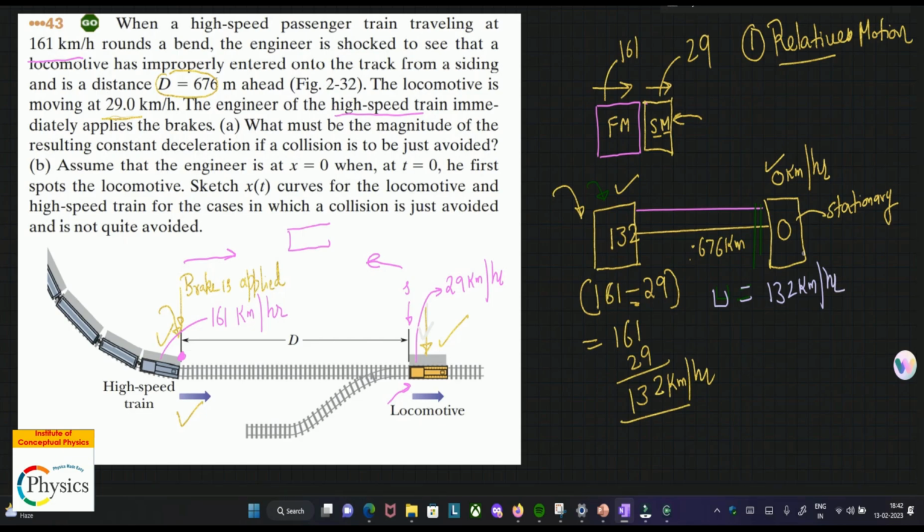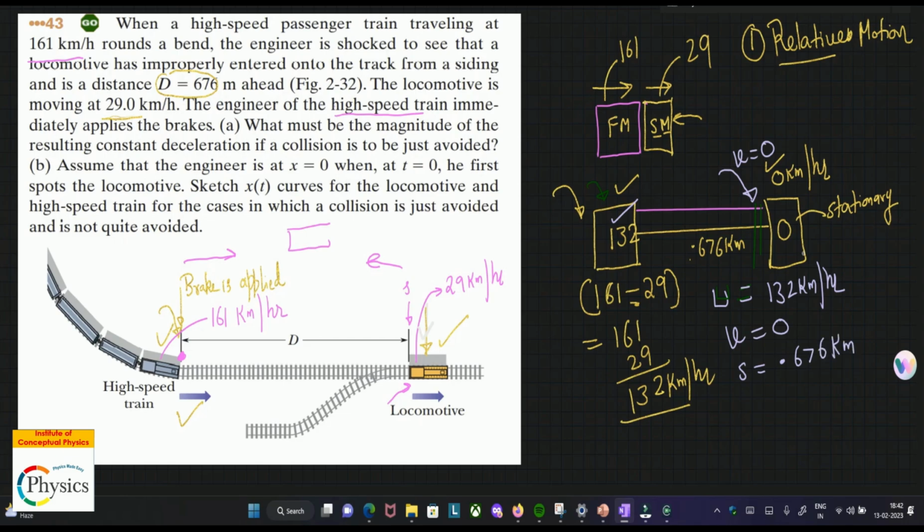The final velocity, right? This train has to come to a stop here. It stops here, so your final velocity is 0. What is the distance you traveled? S is equal to 0.676 kilometers, right?